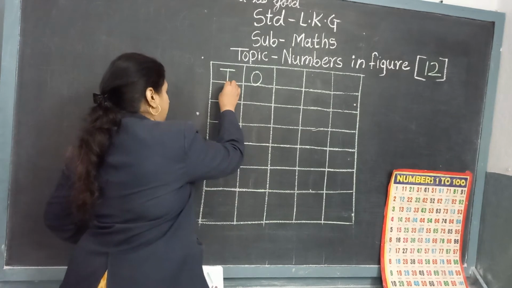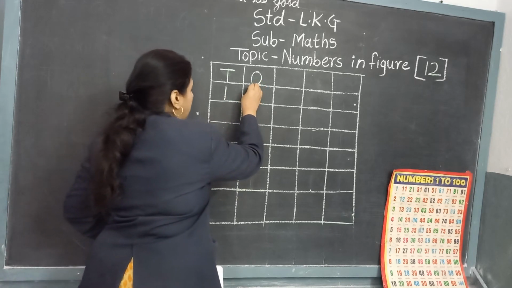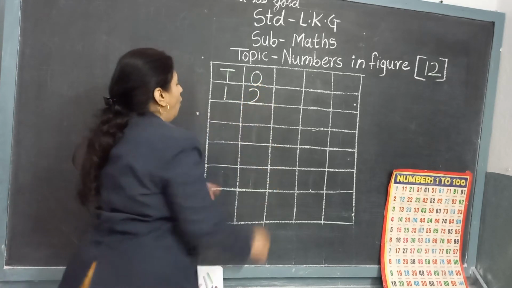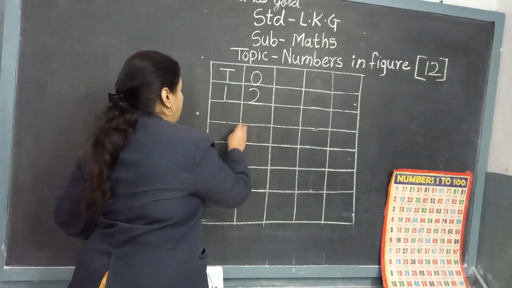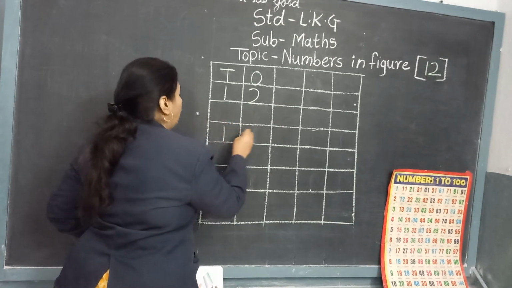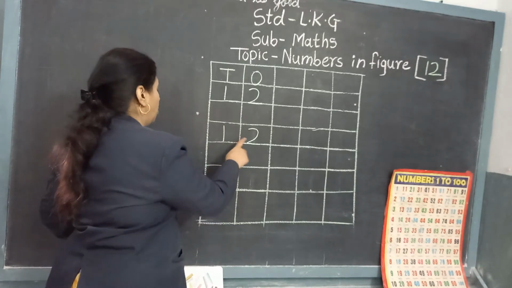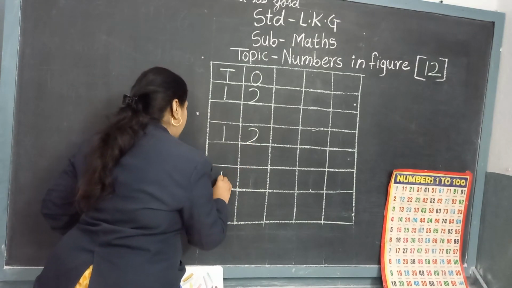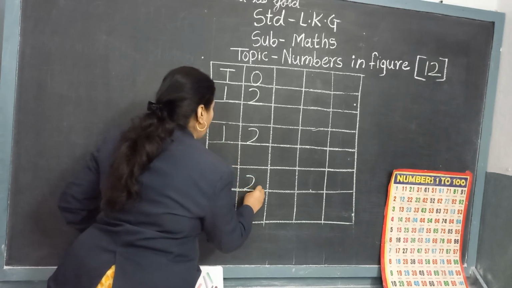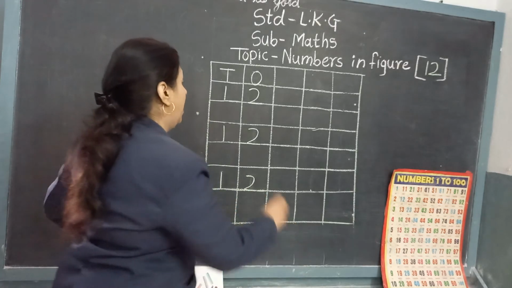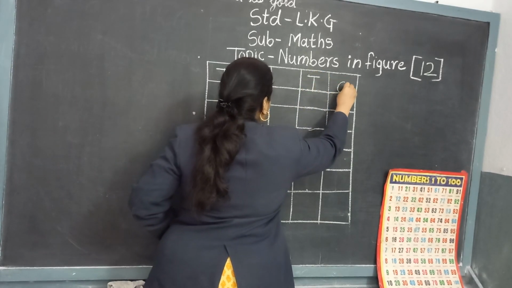So students, under tens place, write number 1, and under ones place, write number 2. 1, 2, 12. After this, leave one square. Again, write 1 under tens place, number 2 under ones place. 1, 2, 12. And leave one square and write again here number 1 under tens place and number 2 under ones place. 1, 2, 12.